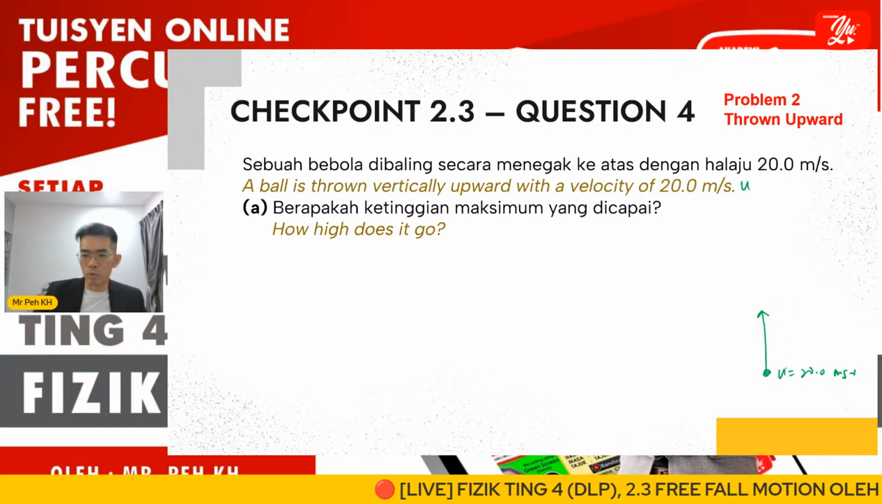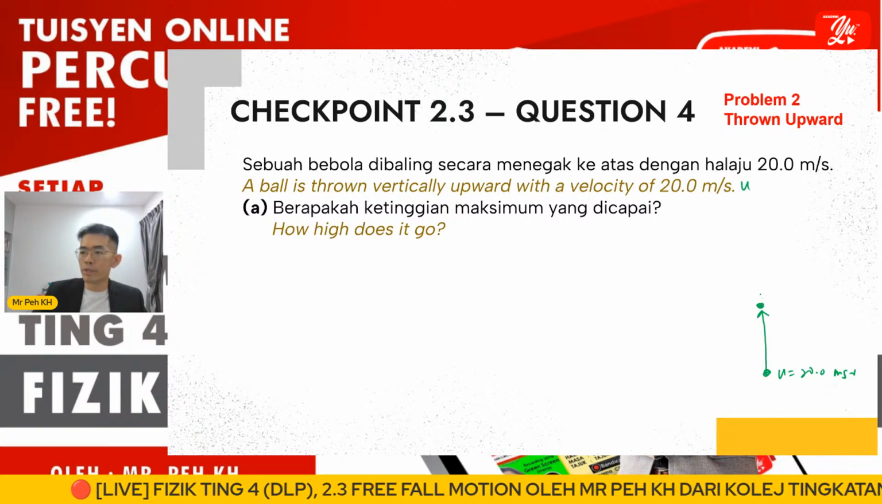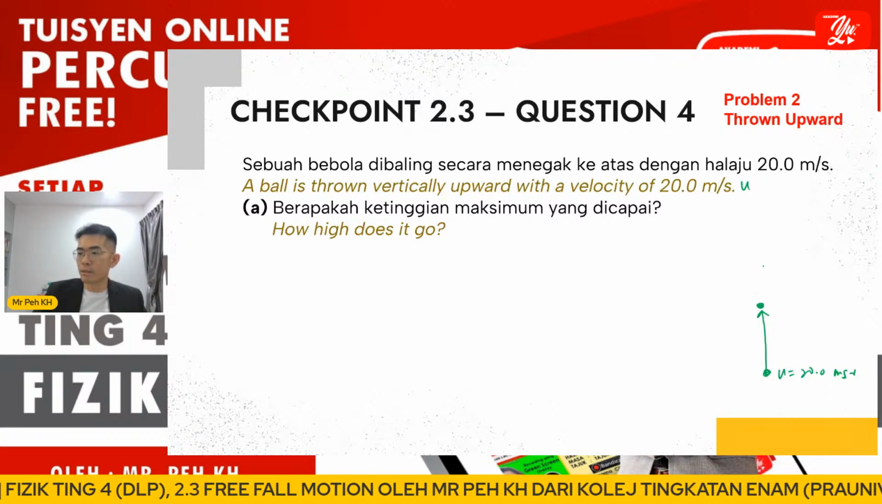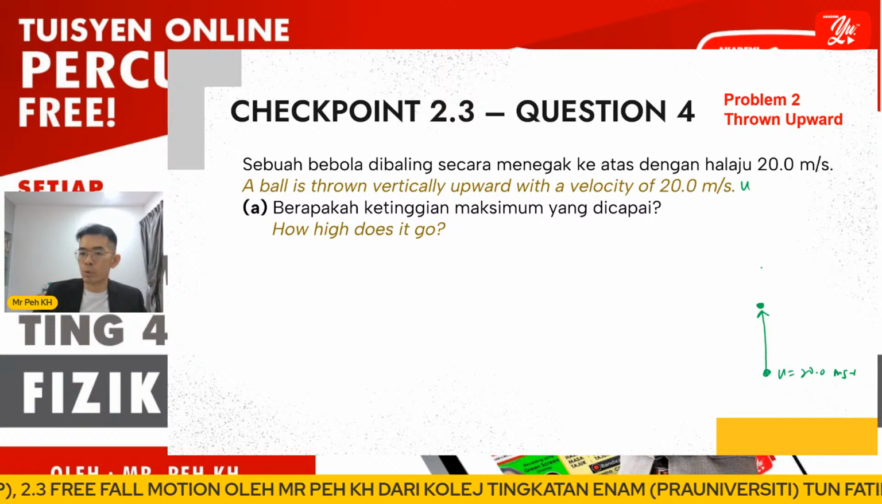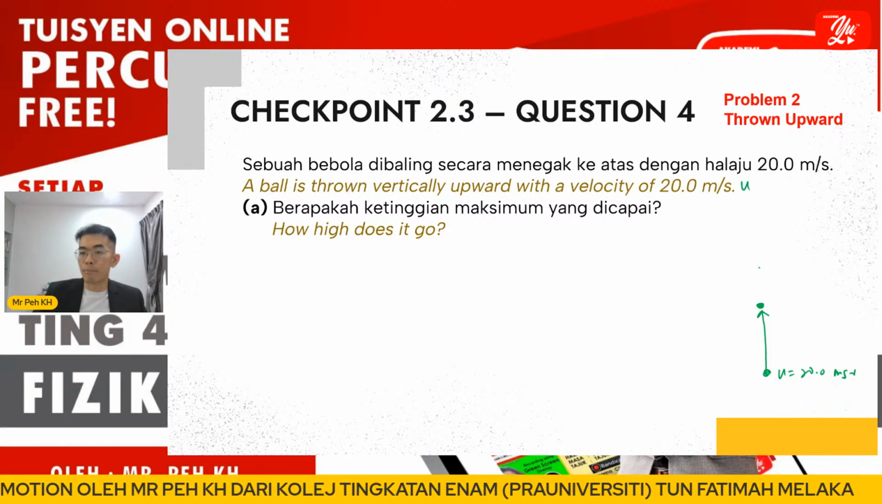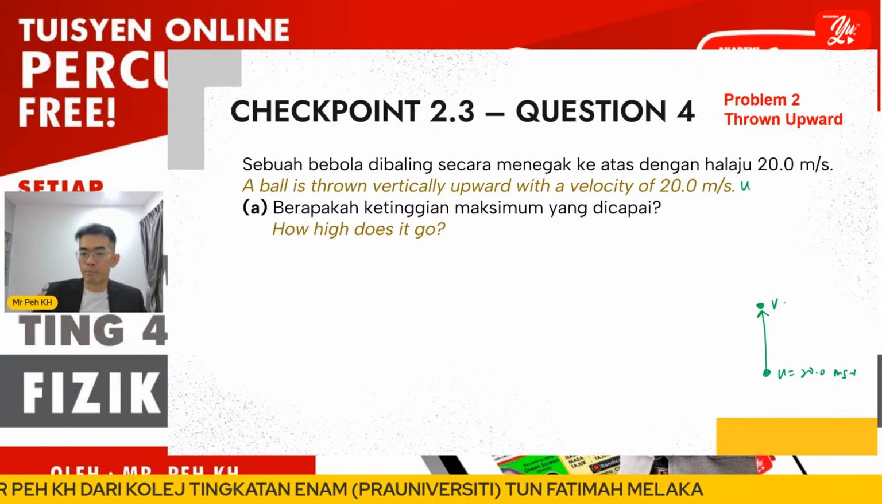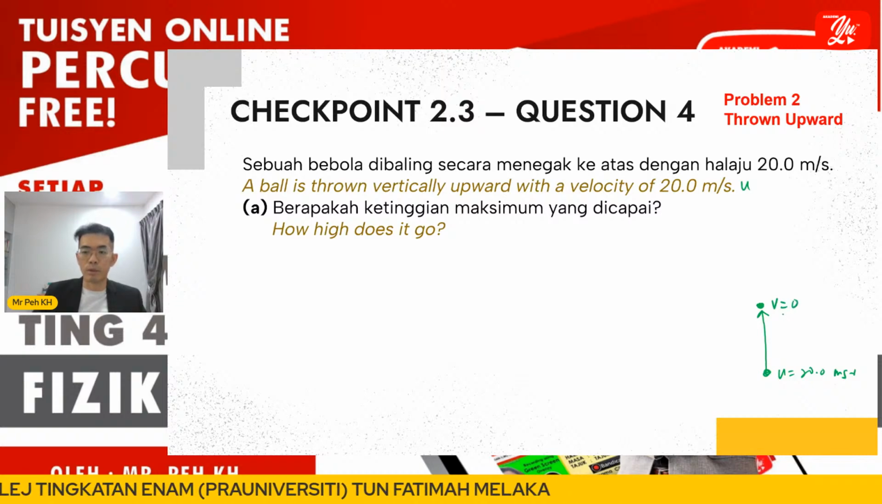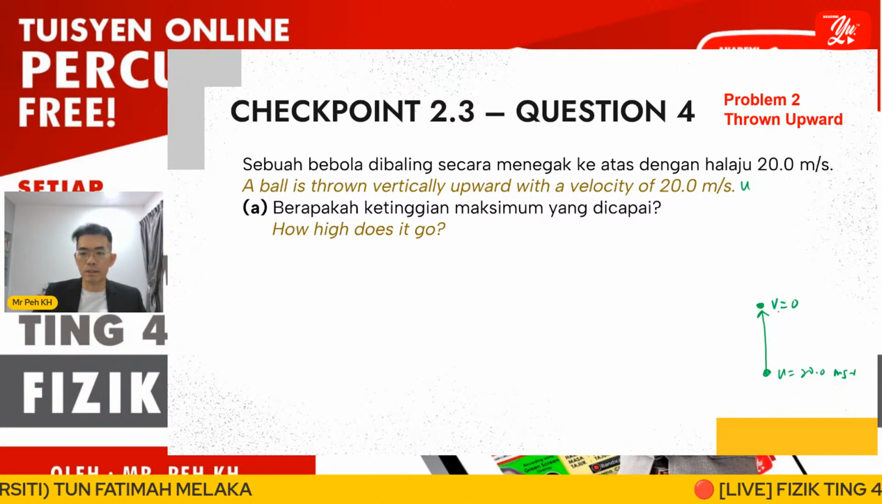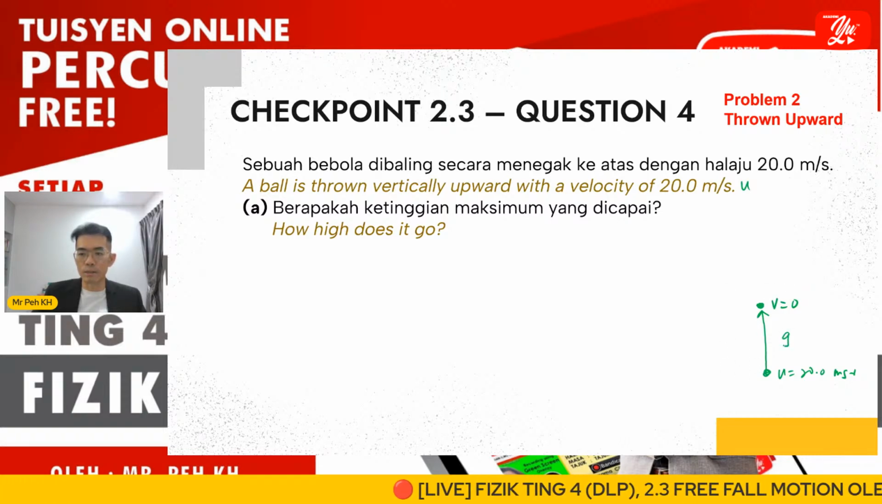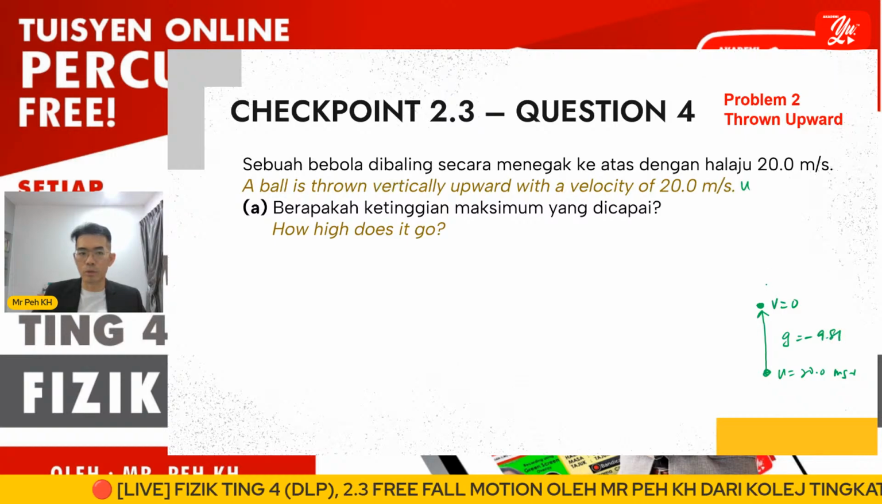Okay, so the object reaches the maximum position. All the kinetic energy will be converted to gravitational potential energy. So V will become 0, because the kinetic energy is now 0. This is the value you should also know. Again, g is acting downward, so it is always negative 9.81. The question asks you about s.